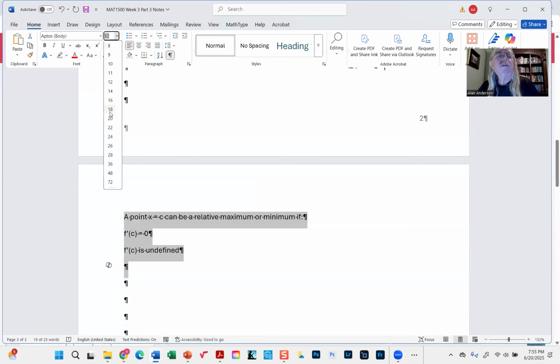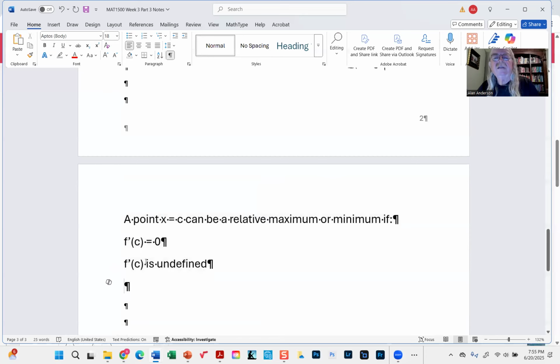Let me make this a little bigger. That's better. So you can really see that. So those are the two cases we'll want to keep our eyes on when we're trying to identify all these maximum and minimum points in a function.